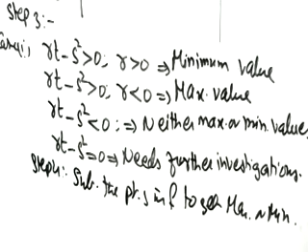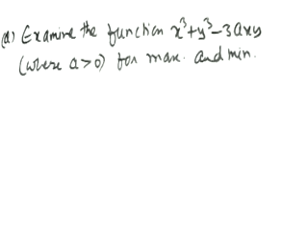So you must revise this. First step is finding p, q, r, s, t. Second step, solving p equals 0 and q equals 0. Third step, we have to find rt minus s square and substitute the points. If rt minus s square is greater than 0 and r greater than 0, minimum value. If rt minus s square is greater than 0 and r less than 0, maximum value. If rt minus s square is less than 0, neither maximum nor minimum. And if it equals 0, it needs further investigation. So let me do a few questions based on this method.